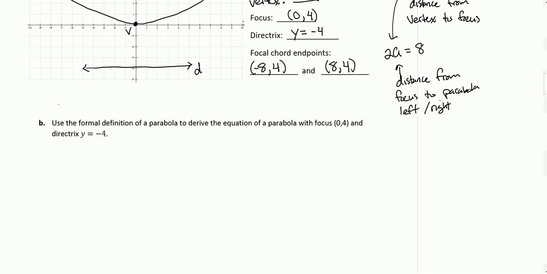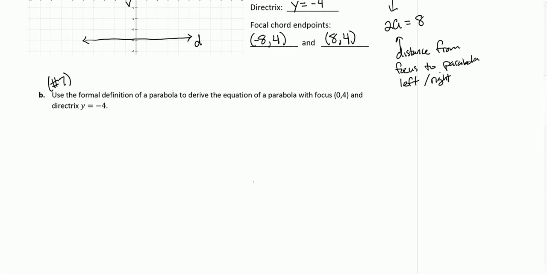Part B is taken from number 7 in the homework, and it says to use the formal definition of a parabola to derive the equation of a parabola with a focus at 0, 4 and a directrix at y equals -4. So I'm going to start with a sketch here. So the sketch is going to have y equals -4. So there's our directrix. And our focus at 0, 4.